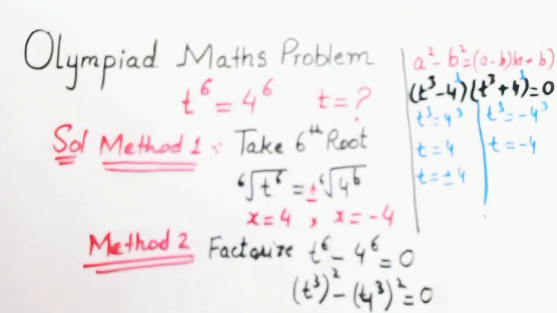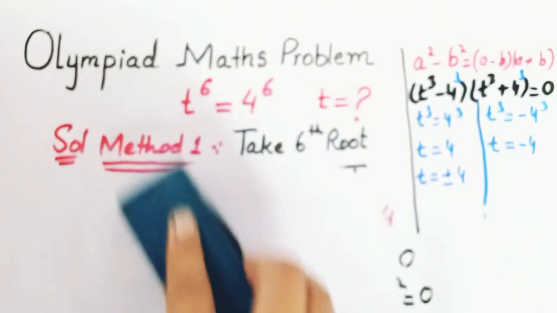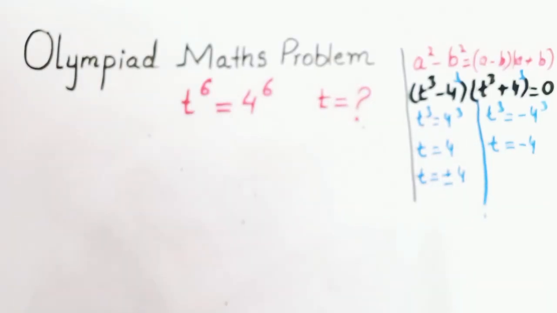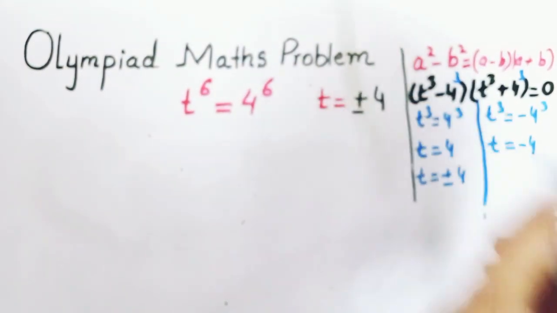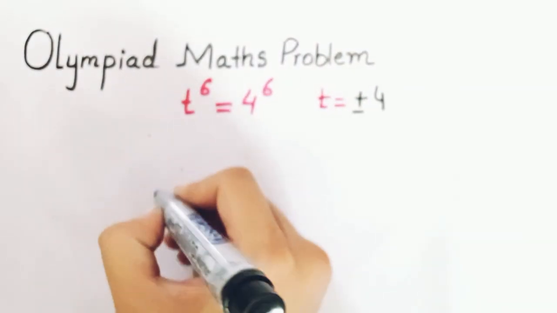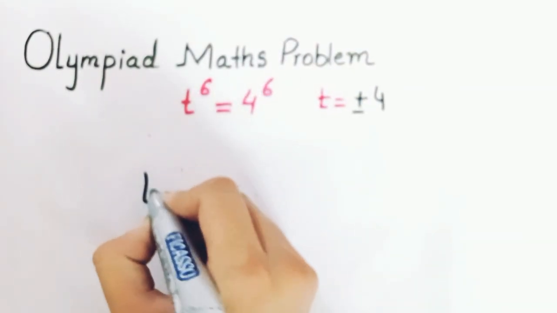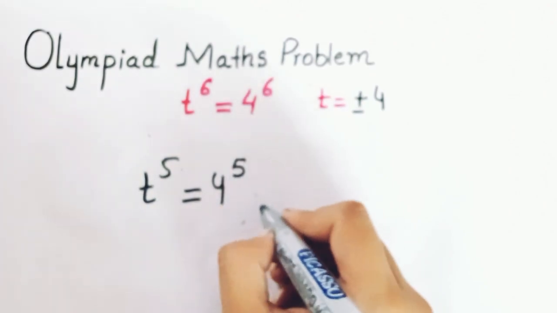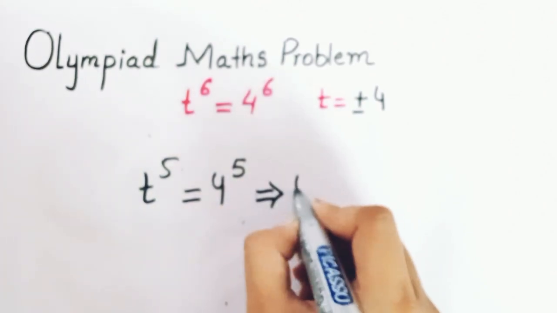In the last, I will give you a challenge. First I write the answer is plus minus 4. Challenge question for all of you is t raised to power 5 equals 4 raised to power 5. How many real solutions are there for it?